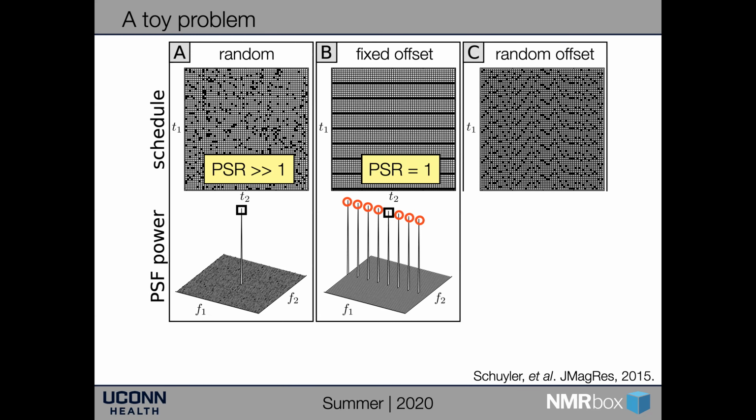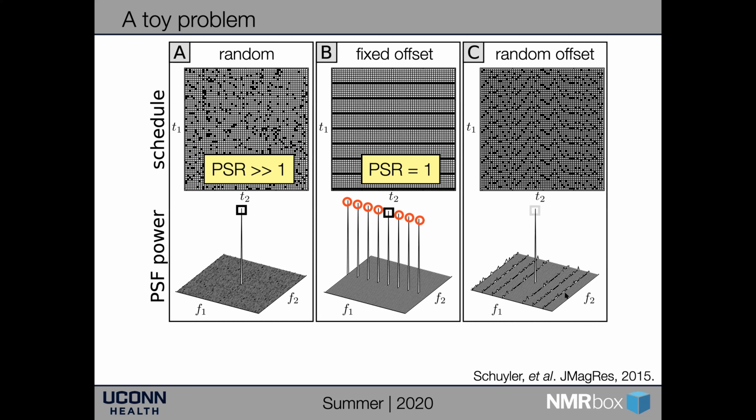And now here we are with the random offset, which is using the same 1 out of every 8 FIDs being selected along T1, but all we've done is slide those columns up and down. And in this case, what we see in our point spread function is that these aliased peaks that you saw here with the red circles in panel B are being squashed and distributed along F2. And the one true peak remains in the middle. So we get a very, very effective suppression of our sampling-induced artifacts.